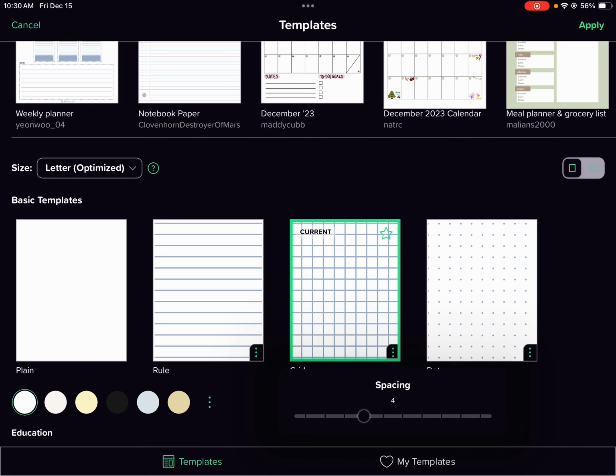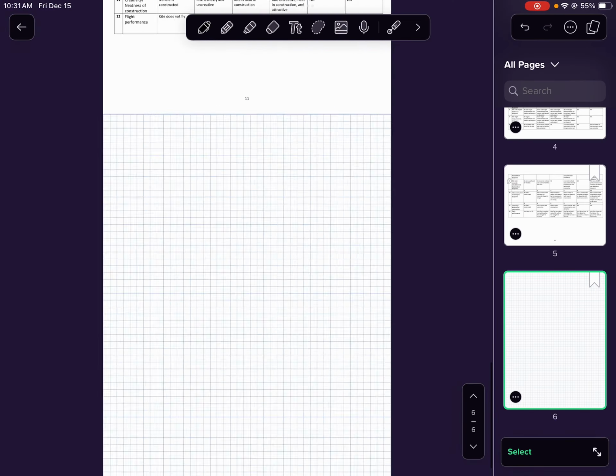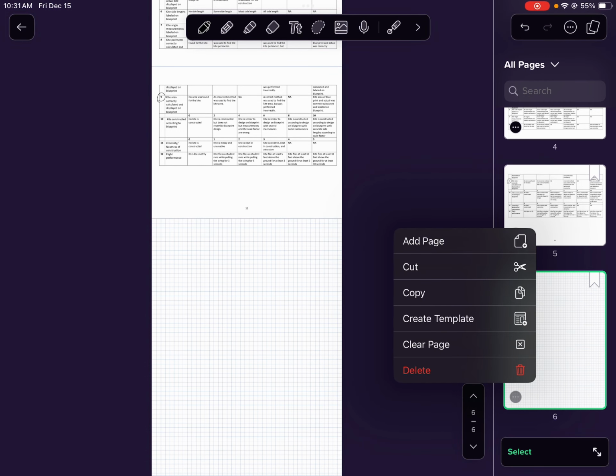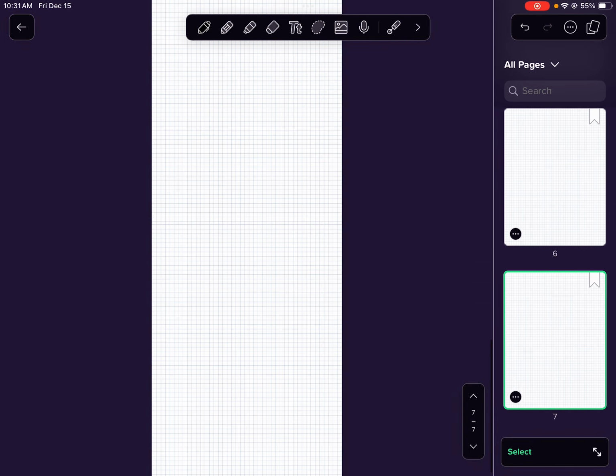It's there. If you click on the little dots there, you can make the spacing smaller. I prefer them to be really small. I'm going to click apply, and there I have some small grid paper. Okay, and if you want to add a new page, you click the little dot and you can add another page. So now I have 2 pages of grid paper.